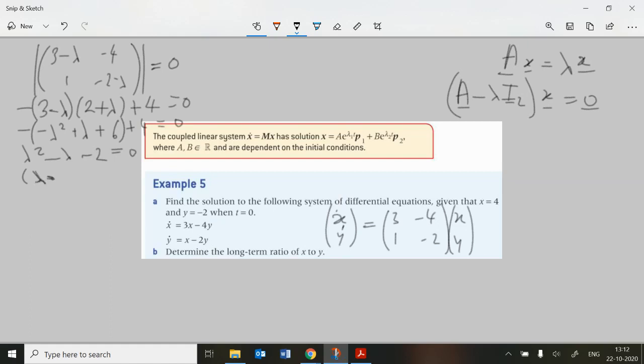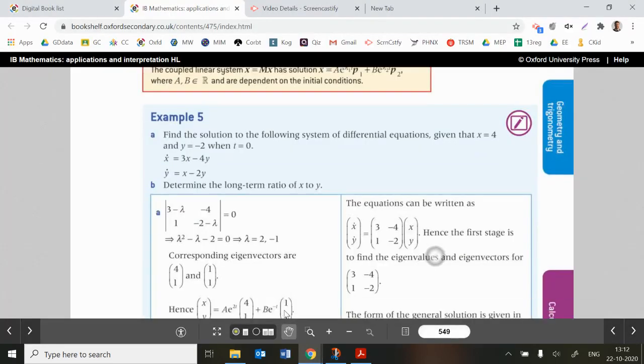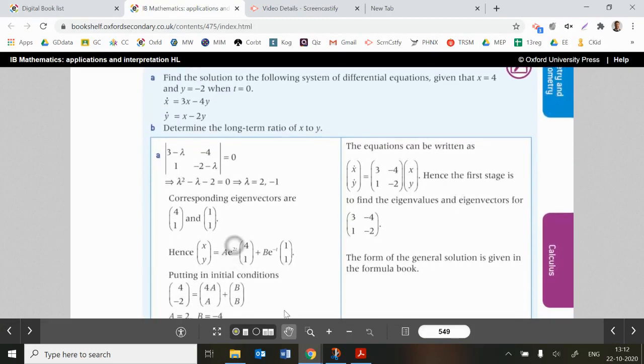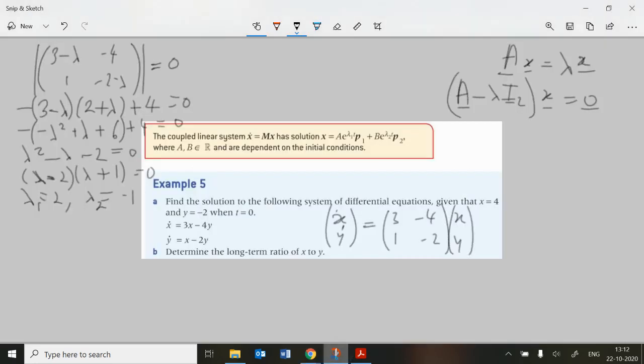So we've got lambda minus 2 and lambda plus 1 equals 0, and that gives us lambda equals 2, and also lambda equals minus 1. We're going to call lambda 1 equal to 2 and lambda 2 equal to minus 1. Let me just check. That's how the book does it as well, just to be consistent with that. Yeah, they're going with 2 as the first one here. But you can do it the other way around, of course. So we've got the eigenvalues.